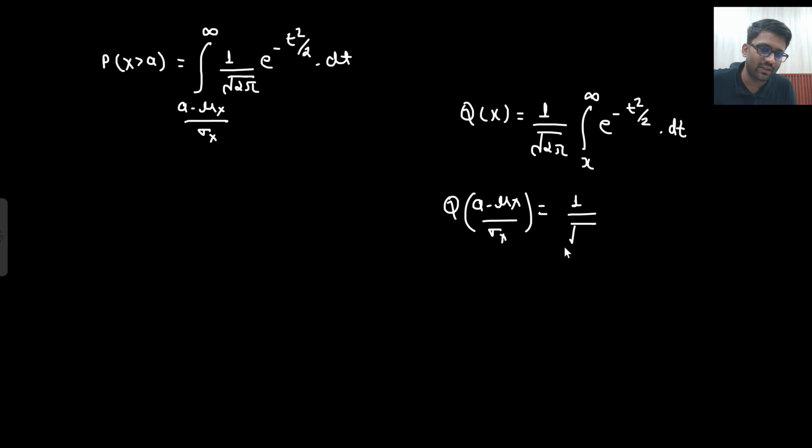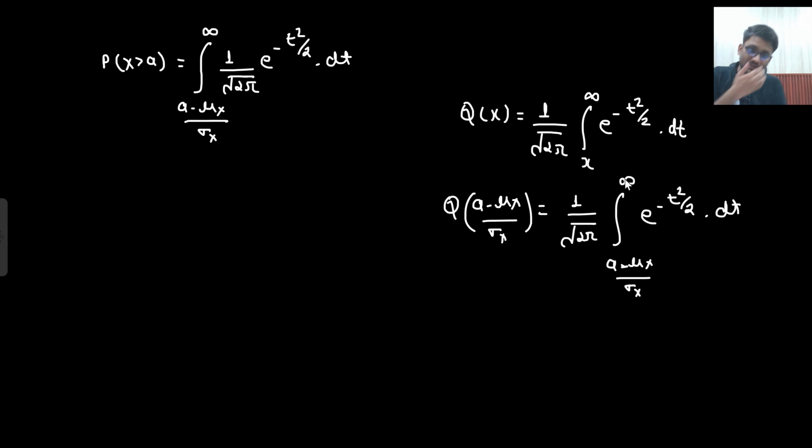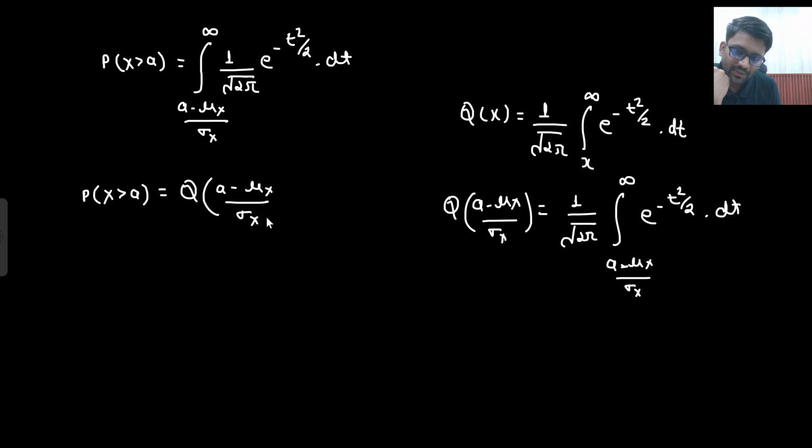So 1 upon under root 2 pi. In place of x, you need to put (a minus mu x) divided by sigma x, going from (a minus mu x) divided by sigma x to infinity, e to the power minus t square by 2 dt. This thing and this thing both are same. So what did you understand? Probability of random variable x taking value greater than a is coming out to be Q of (a minus mu x) divided by sigma x.